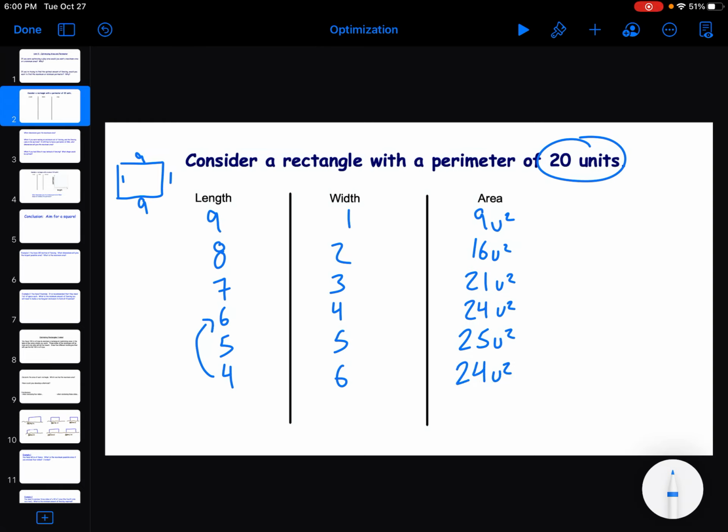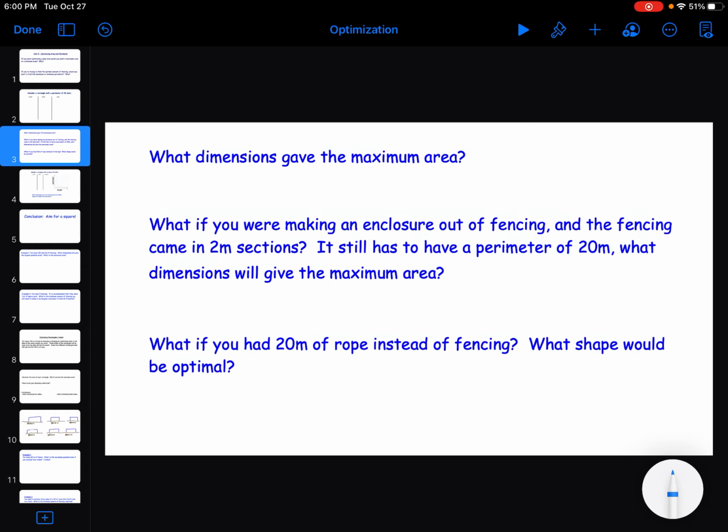Our length and width, well, we're kind of conditioned to think that width is shorter than length. They're just representing two sides of a rectangle. It doesn't actually matter which one's longer. But these two are just a repeat of one another. And what we can see is this is actually giving us the best area for the same amount of perimeter. It's optimizing our perimeter. So the dimension that's giving us the maximum area is going to be 5 by 5. Okay, and that's 25 units squared.